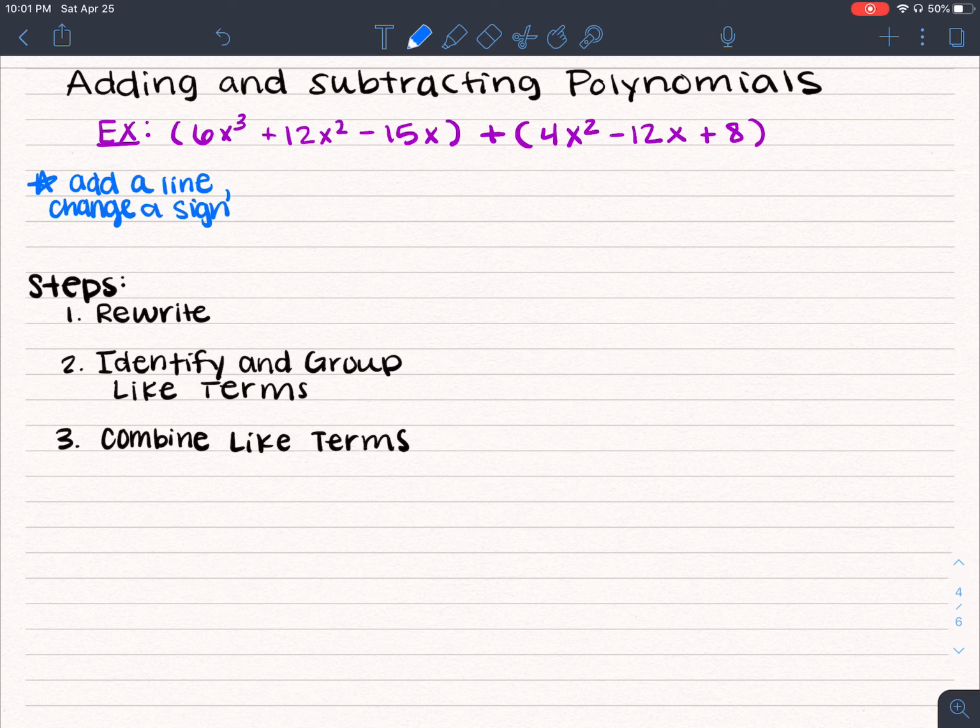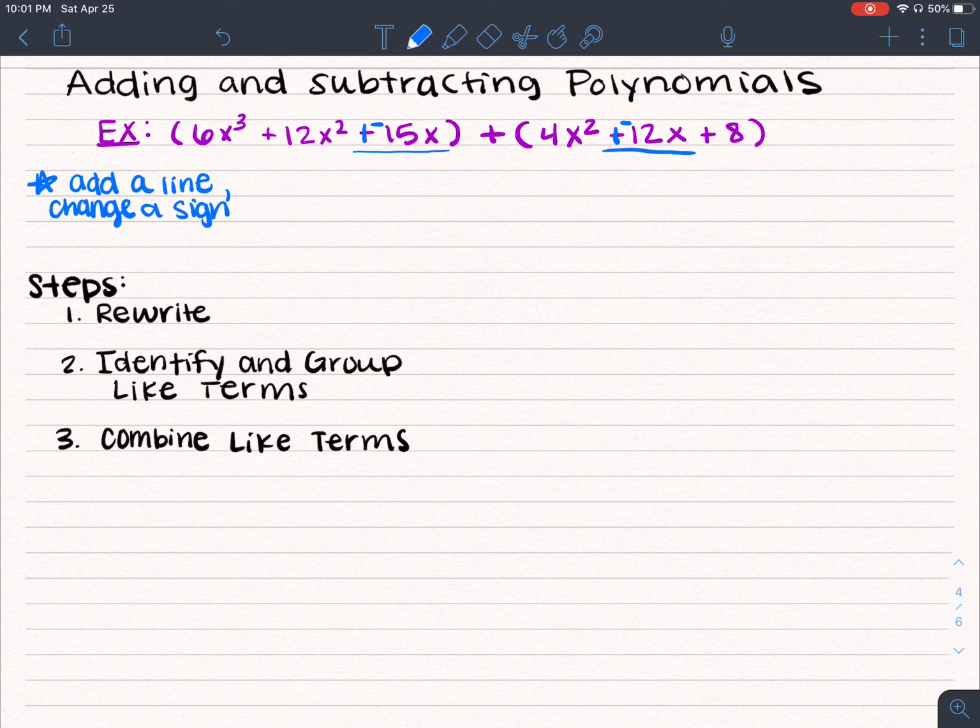right? So what that means is anytime I see subtraction, so I see subtraction right there for minus 15x, I'm going to add a line and change the sign. So instead of subtracting 15x, we're adding negative 15x. And I'll be able to do that right here too. So I'll add a line, change a sign. What that does for me is it lets me look at it all in addition instead of worrying about that subtraction. It helps me not to be dropping any negative signs.